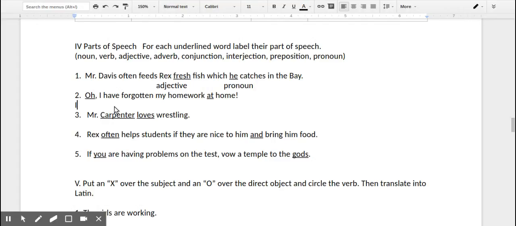Oh is always an interjection. This has no grammatical function. At home, I have forgotten my homework at home. This is a preposition. It's giving the relationship of two nouns. Mr. Carpenter is a noun. And loves would be a verb. Rex often helps. Often is an adverb. It's telling how, modifying helps. And is a conjunction. It brings two things together.